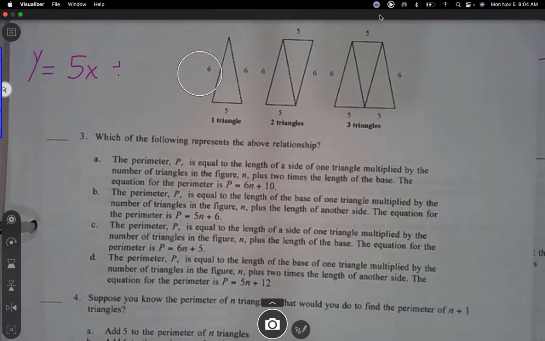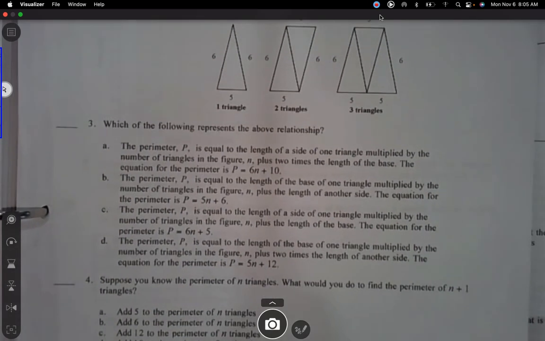Now, the next part. That one was D. It's asking, what are you doing to the perimeter every time you add a triangle? If I add another triangle, what am I going to do to the perimeter? Add 5. So what's your answer? A. It's just asking what you do to it every time you add another triangle. It just says, suppose you know the perimeter of N triangles. How do you find the perimeter of the next one? N plus 1, the next triangle. You just add 5 every time. Does everybody understand number 4? It will have the same wording, y'all, so don't let the wording confuse you.